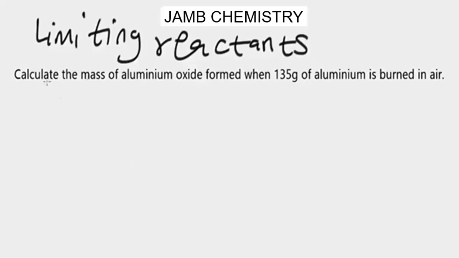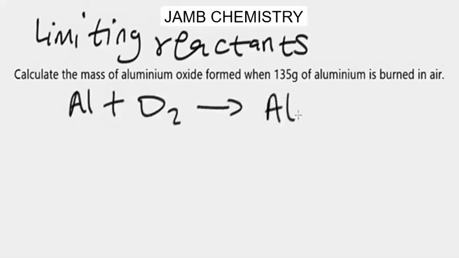Okay, now the first thing you have to do is to write a balanced equation for this reaction. The question says aluminium oxide is formed when aluminium is burned in air. Alright, so the air there means aluminium reacted with oxygen to produce aluminium oxide. So to balance this equation, we have 2 atoms of aluminium here. If we add 2 here, aluminium is not balanced.